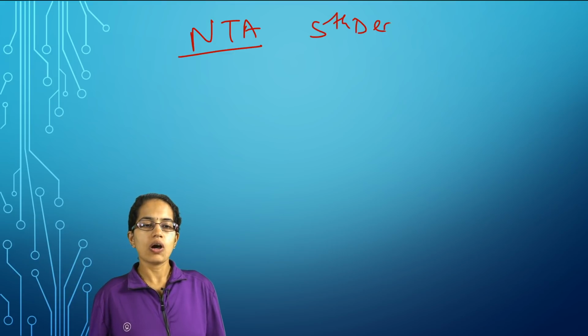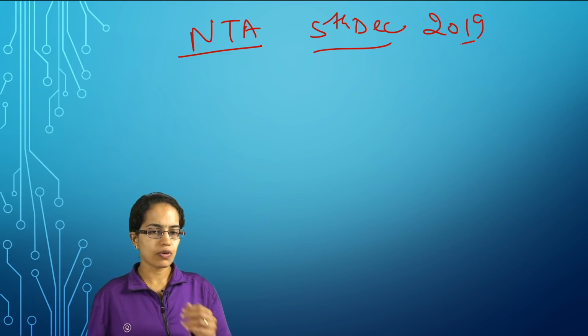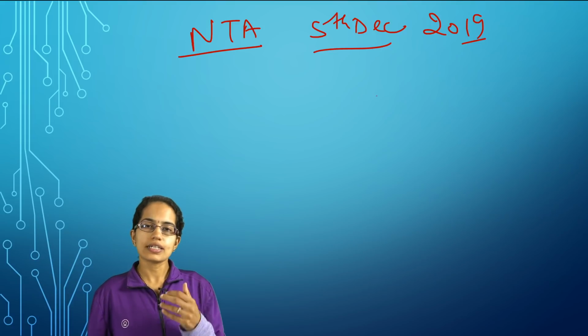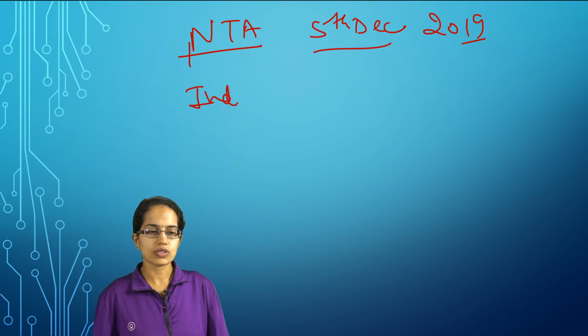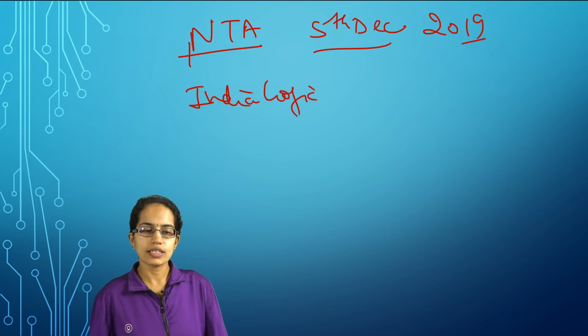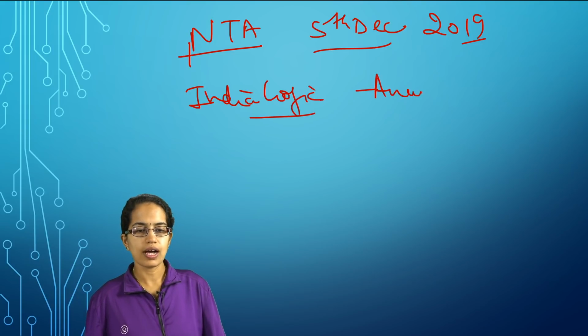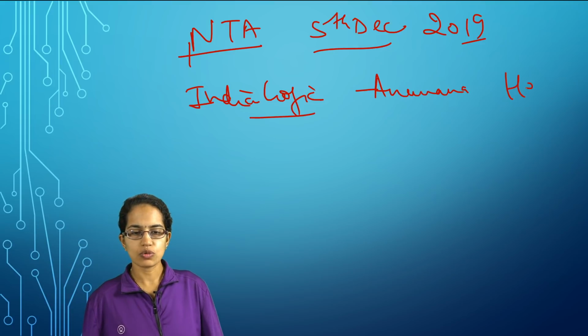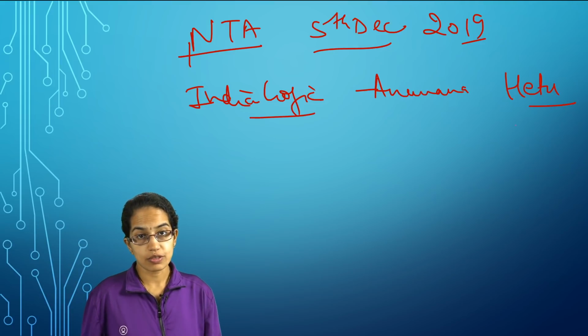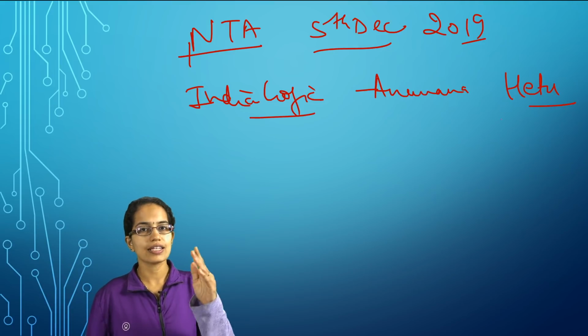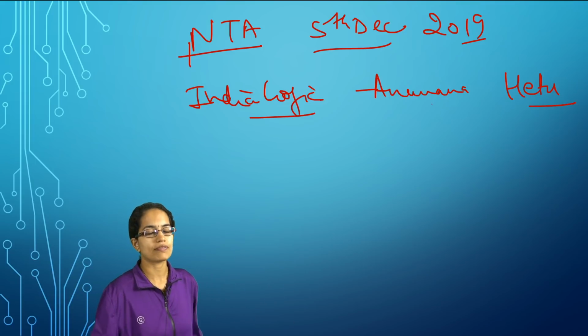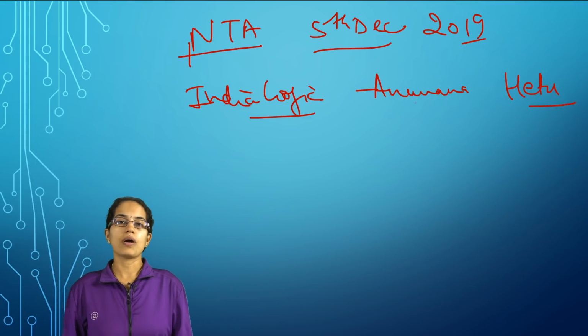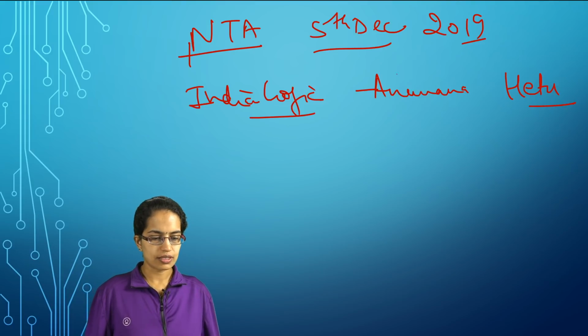So today we will be discussing the NTA paper analysis, and this paper analysis is for the 5th of December. Now, as we have been seeing the trend for the last few days, the trend remains more or less the same. You had questions from Indian logic, and this time the questions were based on Anuman. You had questions on Hetu. Those were the very expected questions, and we already had the links in the previous videos that we have taken, where we talked about the important videos that you must watch.